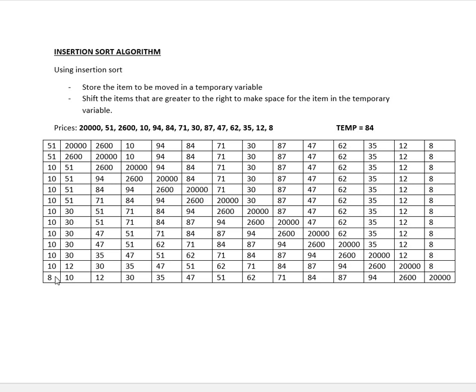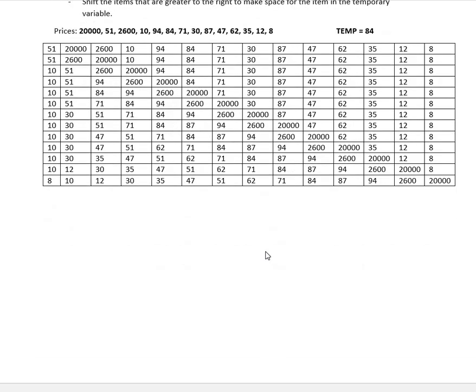Now the last number is 8, and 8 is less than all the other numbers. So, after placing it in the temporary variable, we would shift everything to the right and place it in front here, and then everything would fall into place, and there we would have our numbers arranged in ascending order by using our insertion sort algorithm.